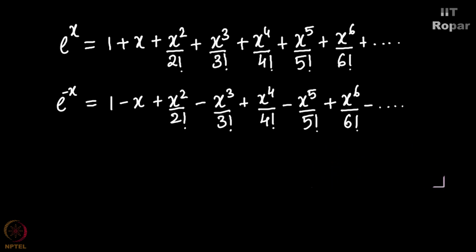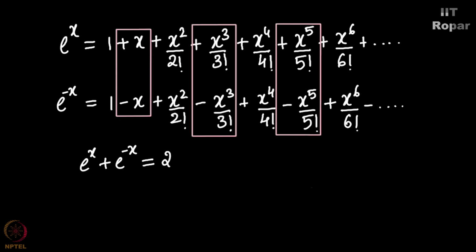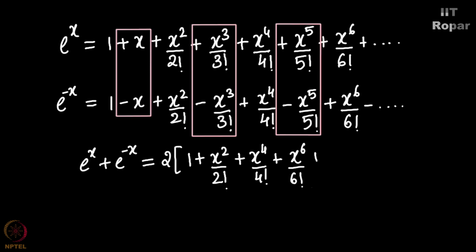Let me do e to the x plus e to the minus x by 2. You see, these things get cancelled like this. And you will get 2 times 1 plus x square by 2 factorial plus x to the 4 by 4 factorial plus x to the 6 by 6 factorial and so on. Only the even terms you will get if you add e to the x and e to the minus x.